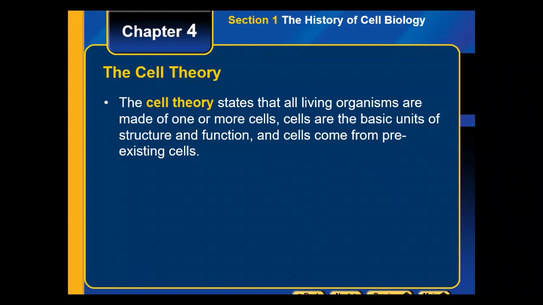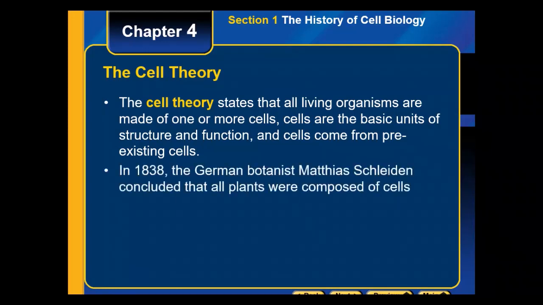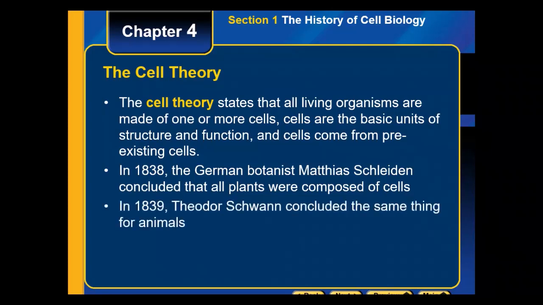Let's take a closer look at the scientists who contributed to the development of the cell theory. In 1838, the German botanist Matthias Schleiden observed various plant tissues under the microscope. Based on his observations, he concluded that all plants were composed of cells. This realization laid the groundwork for the concept of cellular organization in plants. Around the same time, in 1839, the zoologist Theodor Schwann conducted similar investigations on animal tissues. He independently arrived at the same conclusion as Schleiden, proposing that all animals are also composed of cells. Schwann's work extended the cell theory to encompass animal organisms.